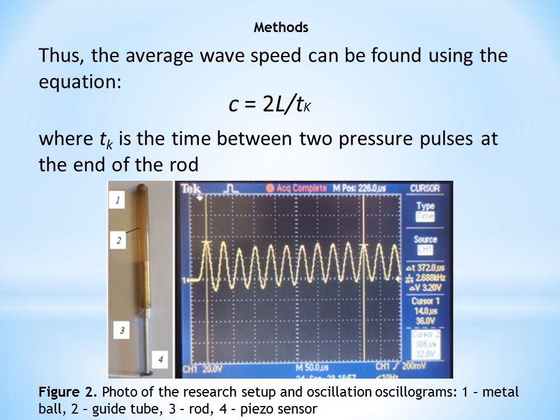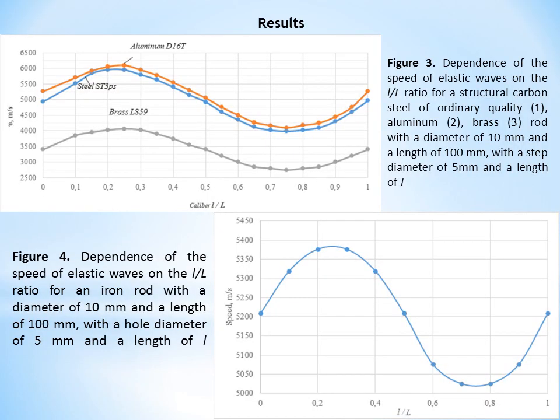You can see a photo of the research installation in Figure 2, where 1 is a metal ball, 2 is a guide tube, 3 is a rod, and 4 is a piezo sensor. The results of measurements of the speed of elastic waves are shown in the graphs of Figure 3 for steel, aluminum and brass. The method of measuring the speed of elastic waves using a guide tube turned out to be the most accurate, with an error of up to 1%.